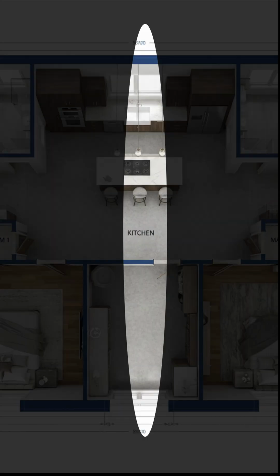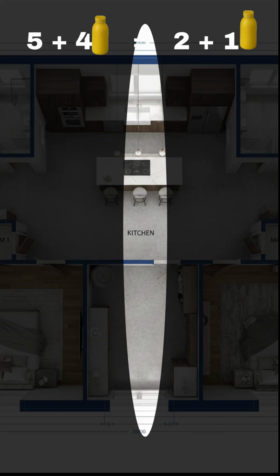Okay. At this point, we've already put all our cash that's on the right side together, all the containers that's on the right side together, all the cash that was on the left side together, and all the containers that's on the left side together. So far, on the left side, we have 5 in cash and 4 containers. On the right side, we have 2 in cash and only 1 container.